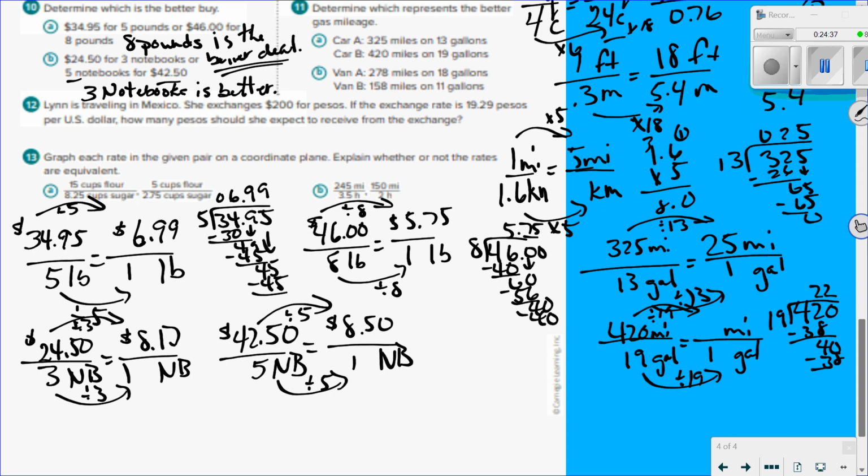Minus 38 is still giving me a tough. I really don't need to go any further. So we'll leave it right there. So that one is 22 and 1/10. Which one's better, 25 miles a gallon or 22? So the car A is better. A is better. Let me rewrite that. Car A.